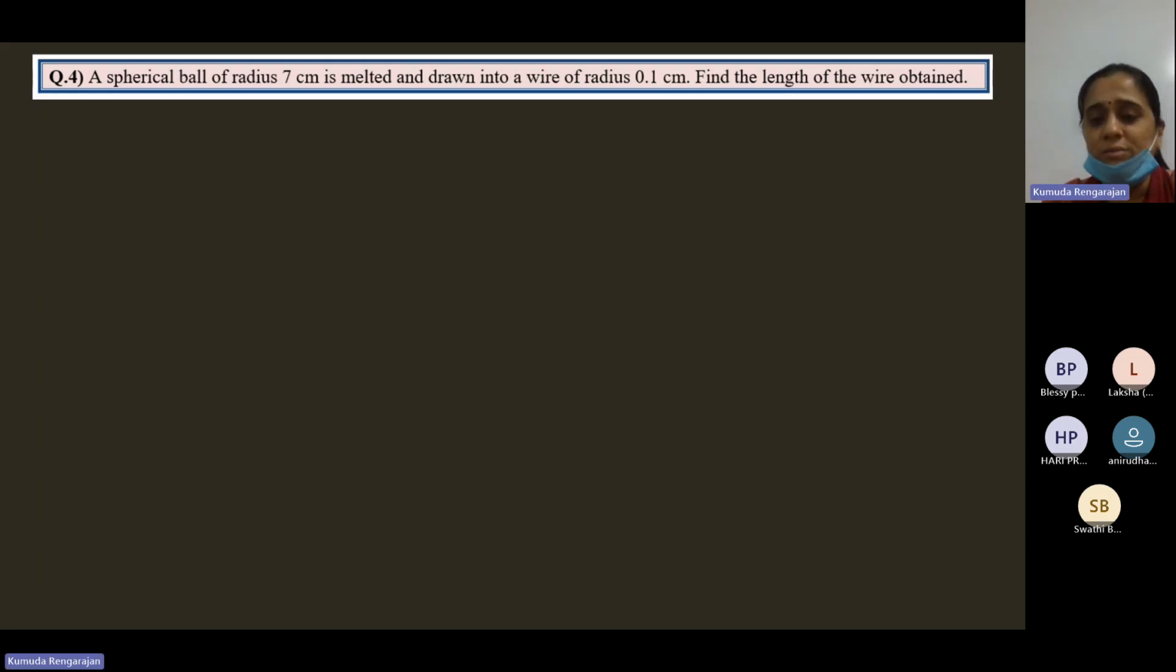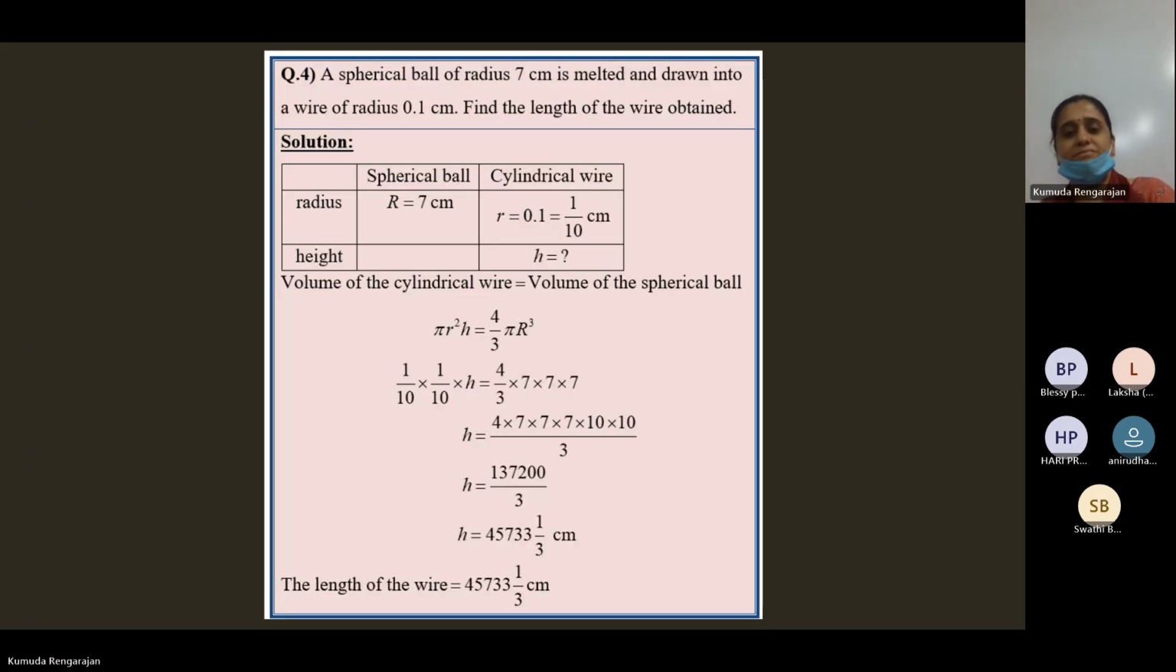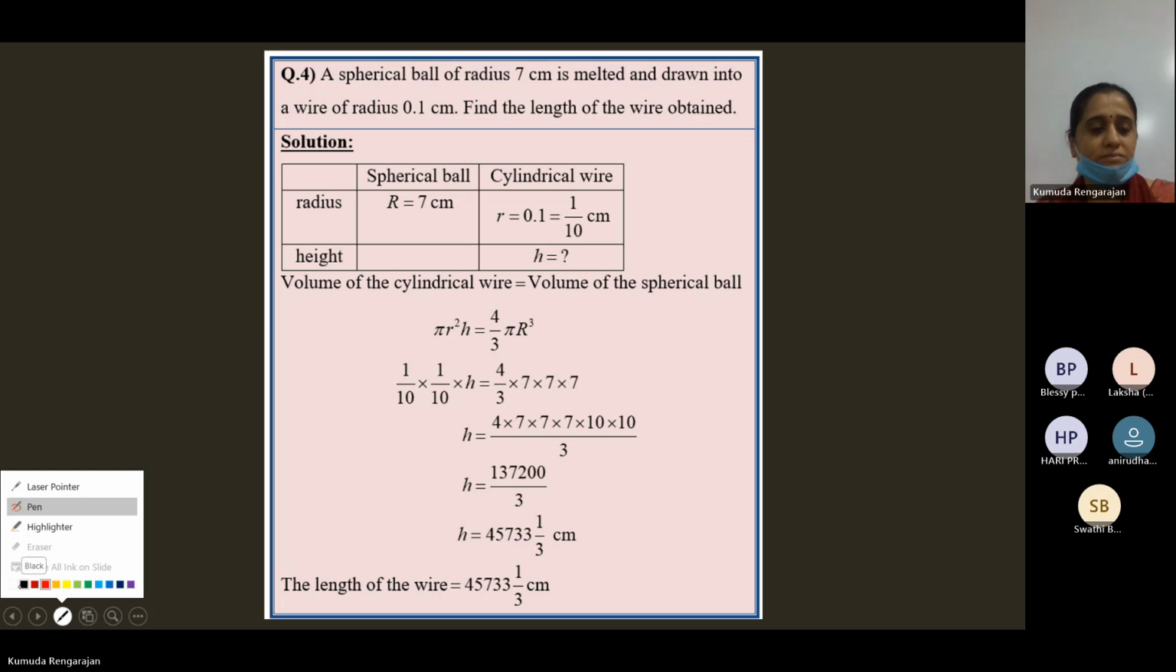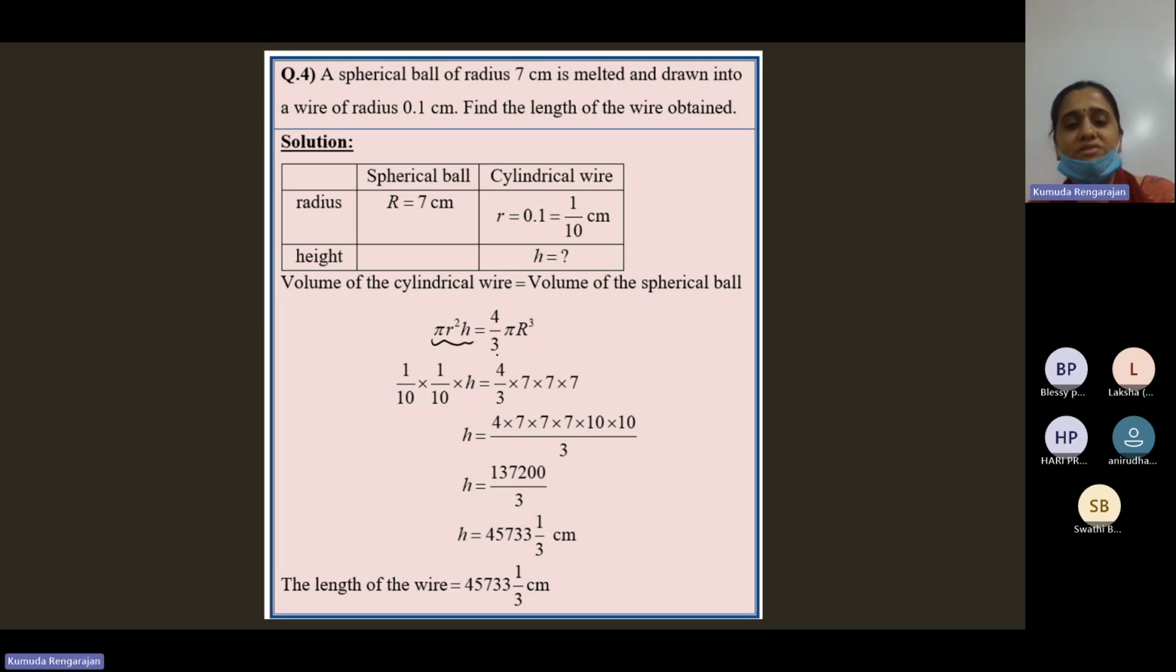So the volumes will be the same. You can see this one, right? Pi r square h is equal to 4 by 3 pi r cubed. Work this and find the value of h.